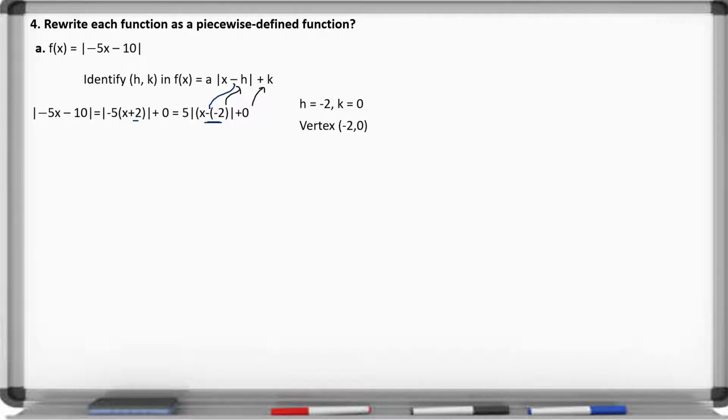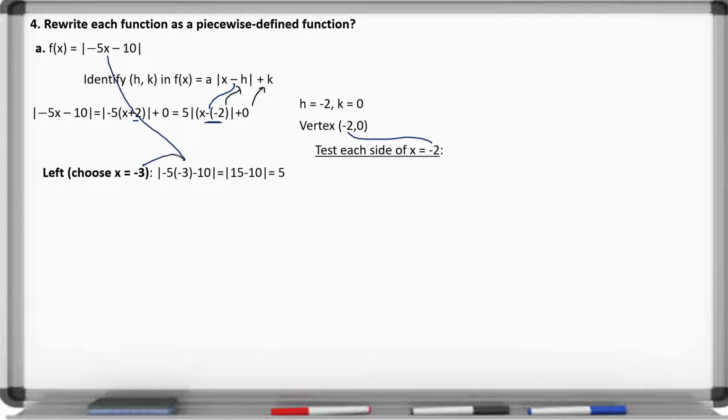Now that we have the vertex, we need to test on the left side and the right side. So we need to test each side of x equals negative 2. Let's choose the left side first. Let's choose x equals negative 3 because negative 3 is to the left of negative 2. So we plug it into the function here. When x is negative 3, we get 5 times negative 3 minus 10. So we get 15 minus 10, which is going to be 5. So our coordinates are negative 3, comma 5.